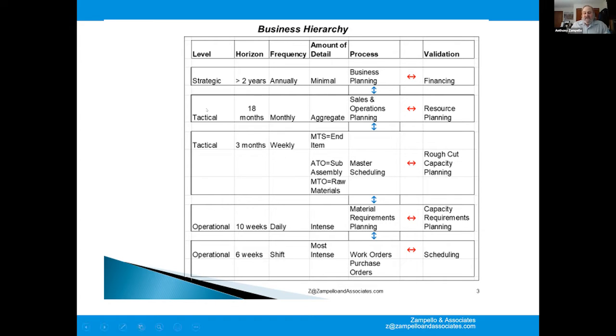So if we start at the top, very strategically, companies are doing a process called business planning, and they're looking years into the future. Most likely they only do this once a year, unless you have a catastrophe like we're going through now, and you may have to do it a couple times. But in general, it's done once a year. Very little detail because you're looking so far out there.